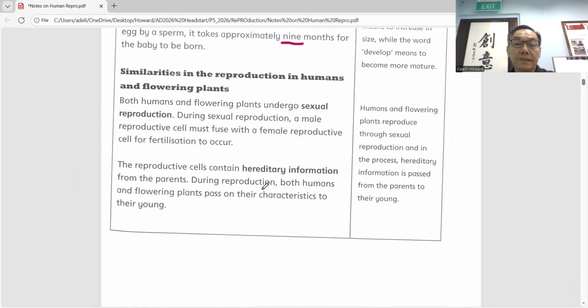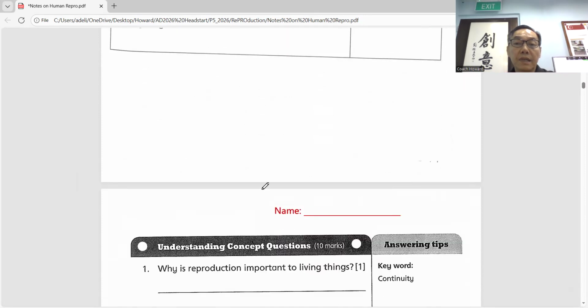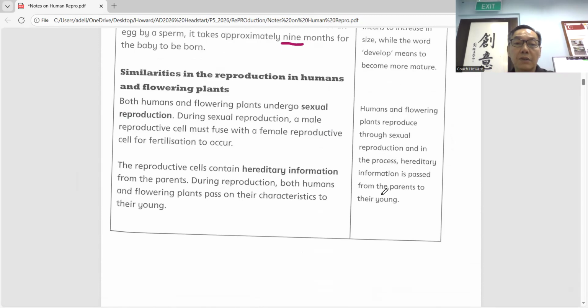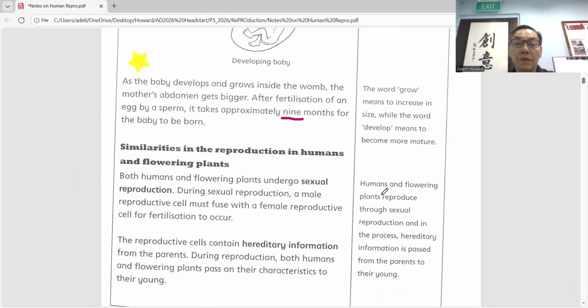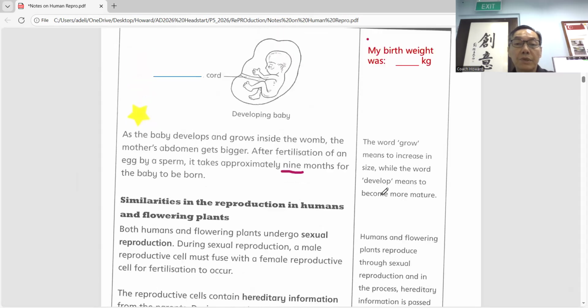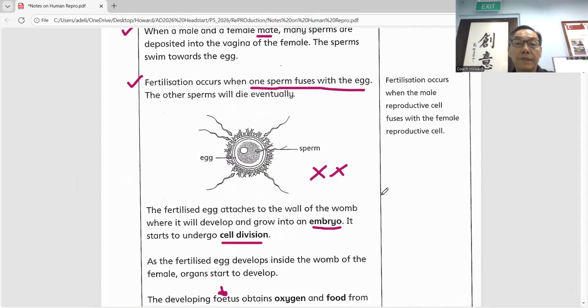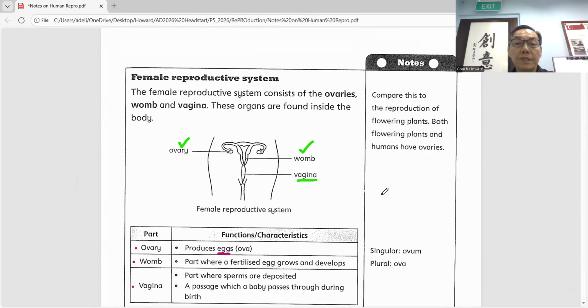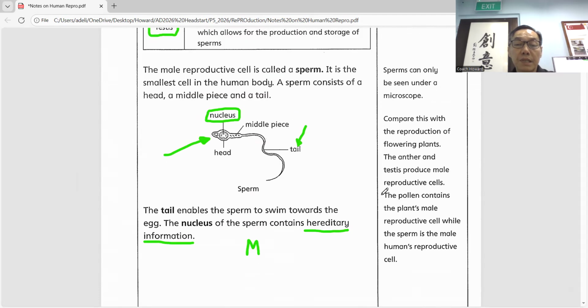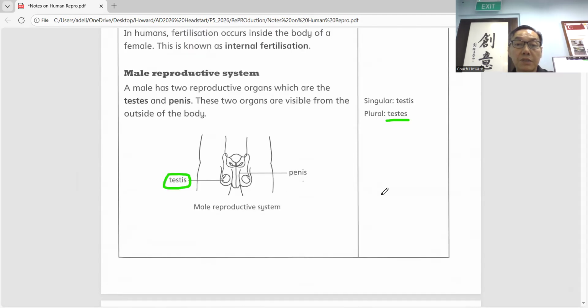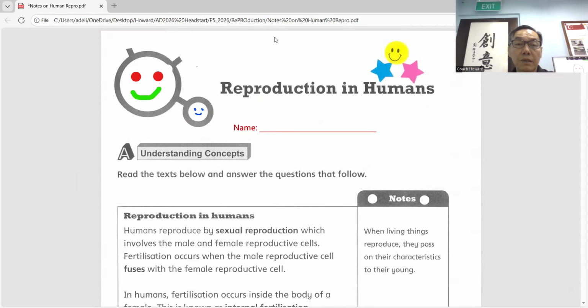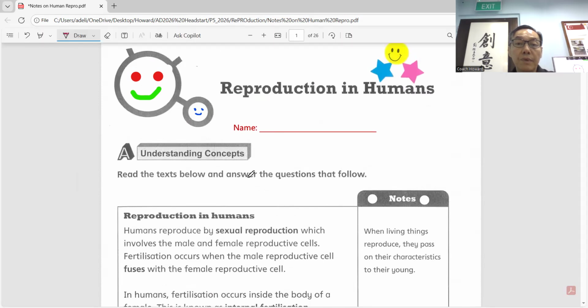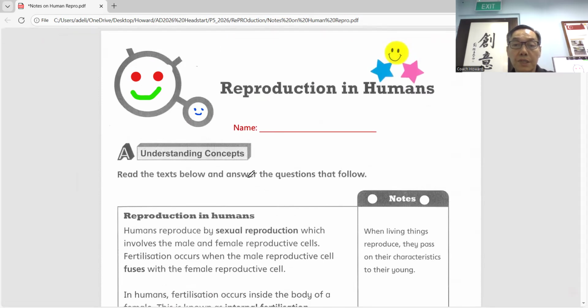This is actually a very simple passage or topic on human reproduction. So this is the general part, and later we'll go through some questions, helping students to understand some of the complications faced in reproduction, because there are some application questions. Today I've just gone through the overall of human reproduction.